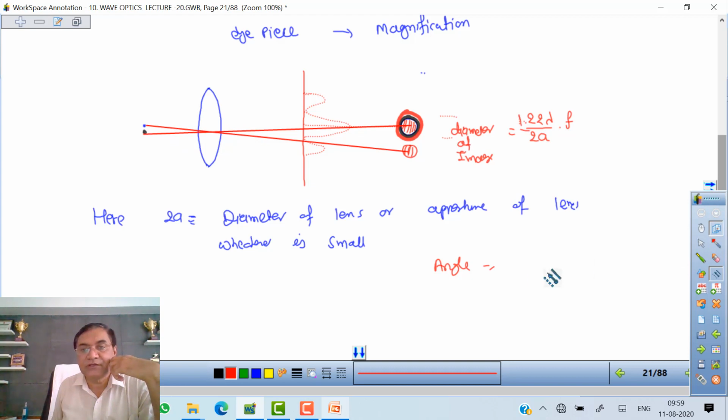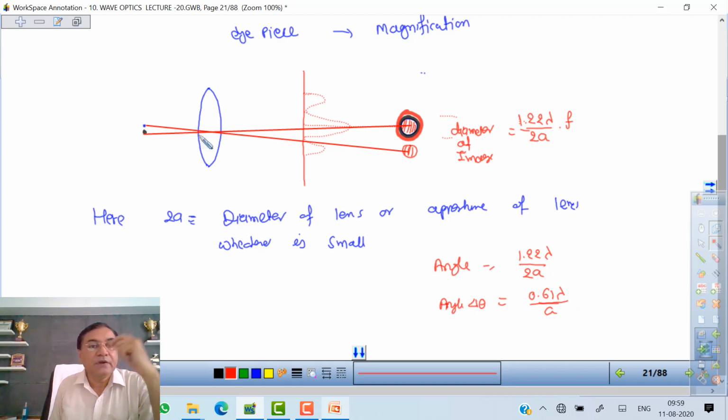So you will get angle is equal to 1.22 lambda upon 2a, or you can say 0.61 lambda upon a. So this is the angle and it is called delta theta. If the angle is this much, you can see two separate images. More than that, no problem. Then you will get one image here, other image here.